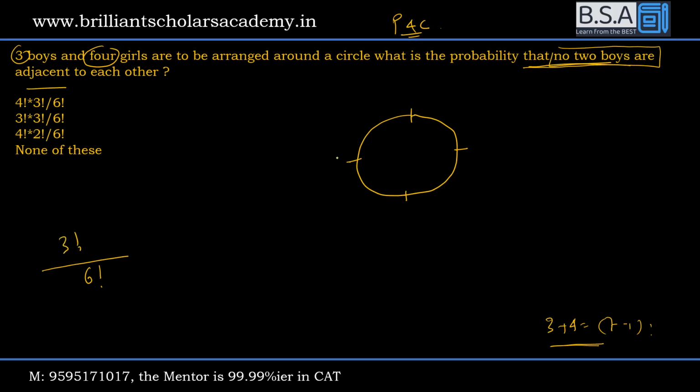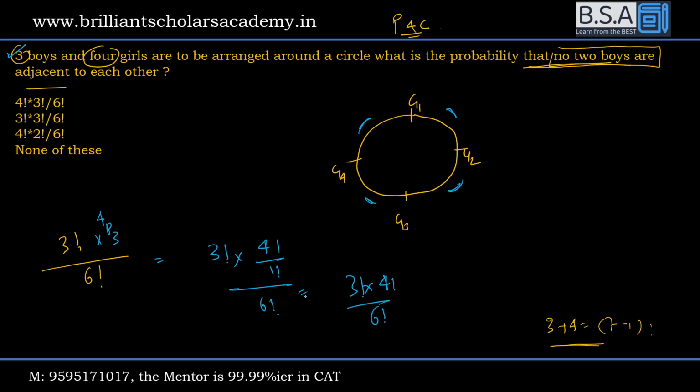3 factorial. Suppose this is girl 1, this is girl 2, girl 3 and this is girl 4. Now the boys, if they don't want to be together, then they will have to occupy these places. So how many ways can I place 3 boys in 4 places? I can write it as 4P3. I am arranging 3 boys in 4 places, which will translate into 3 factorial into 4 factorial upon 1 factorial upon 6 factorial. So basically 3 into 3 factorial into 4 factorial upon 6 factorial. This is your answer.